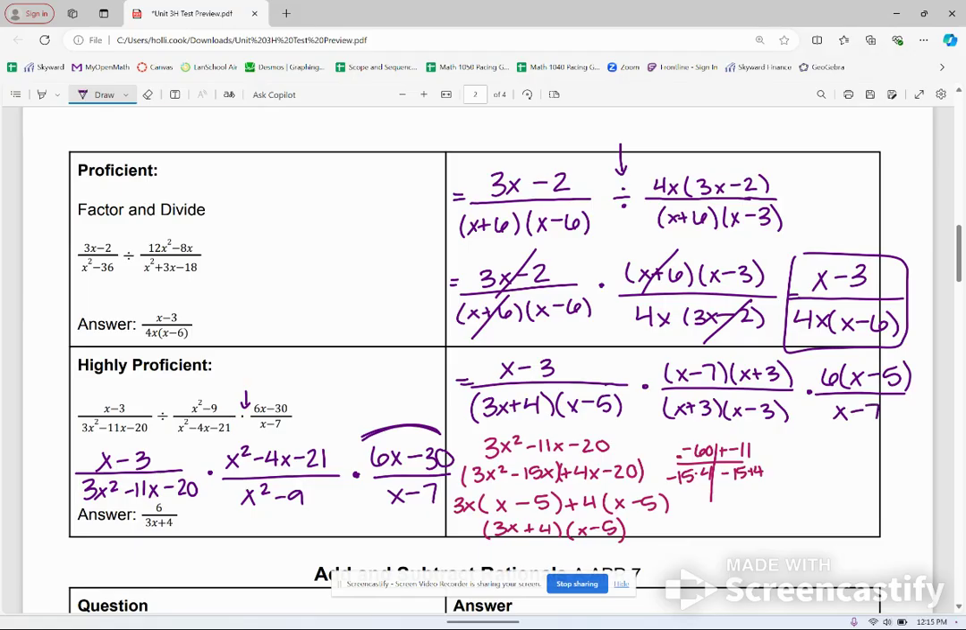All right, and then I'm going to go through and do my canceling. So we have x minus 7, x plus 3, x minus 3, x minus 5. All that's left is 6 on the top and 3x plus 4 on the bottom. All right.